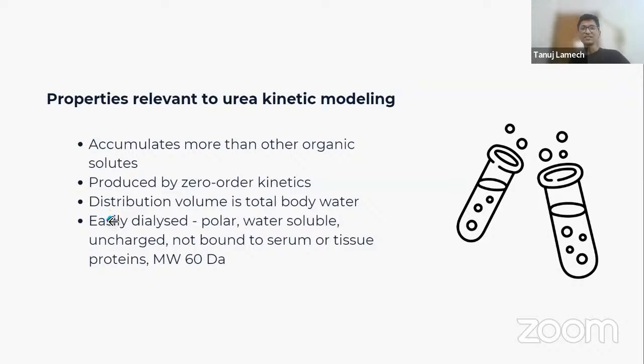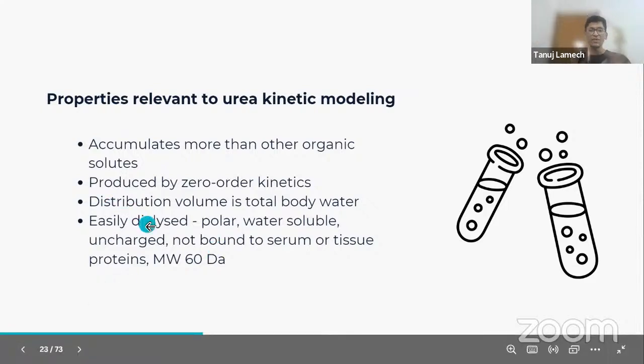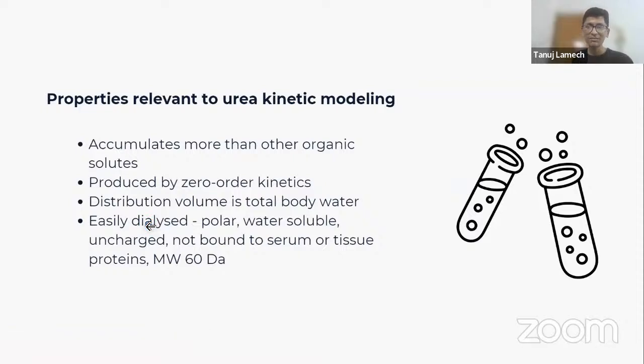The third one is the distribution volume, which is the total body water. Urea is freely permeable. Wherever there is water in the body, urea is also there, because it can move across cell membranes and across compartments. It's not limited to the plasma. It can be in the muscle, it can be in the bone. So wherever there is water, there is also urea. The distribution of urea is equal to the total body water.